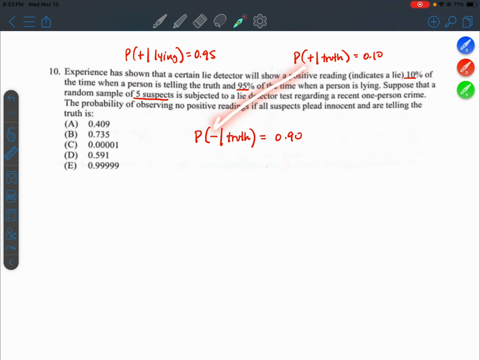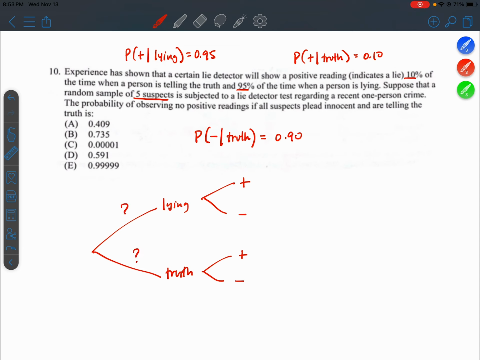Okay. Positive, negative are complementary outcomes, right? So their probabilities have to add up to 100%. Right. Or you can think of it this way, right? The suspect is either lying or telling the truth. And then the lie detector test is either positive or negative. Okay. We don't know how often people lie or tell the truth.